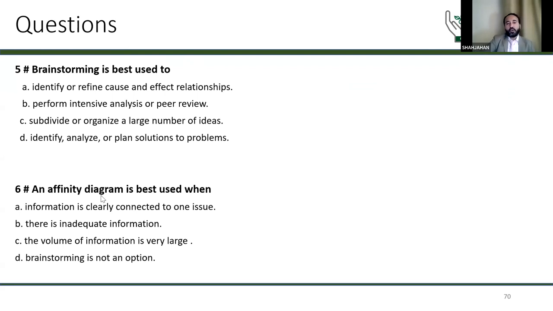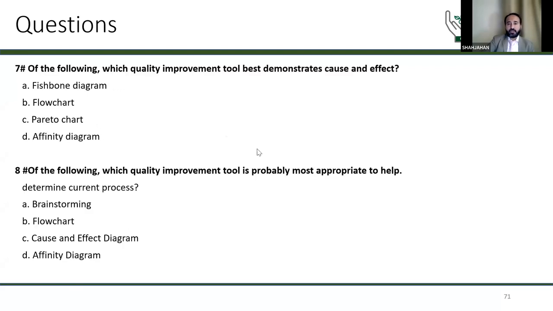Because we discussed that we use the affinity diagram after brainstorming. When we finish, we have many ideas and we now want to narrow them down. That's why the volume of information is very, very large, so we want to narrow them down to a list. Okay, now I'll go for question number seven. Of the following, which quality improvement tool best demonstrates cause and effect? Fishbone diagram, flow chart, Pareto chart, affinity diagram.